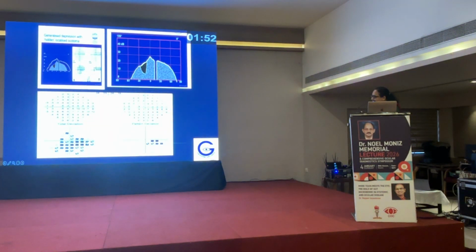Here both the total deviation and the pattern deviation plots are abnormal, but the pattern deviation plot becomes better after adjusting for the generalized depression. So here there is generalized depression with a hidden localized scotoma, which becomes obvious after adjusting for the generalized depression in the pattern deviation plot.